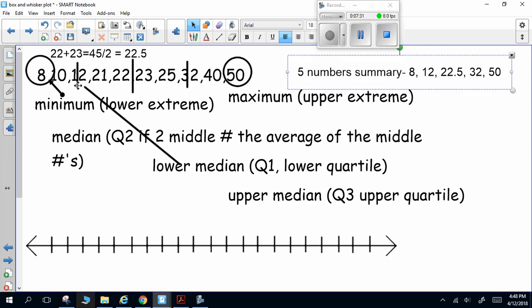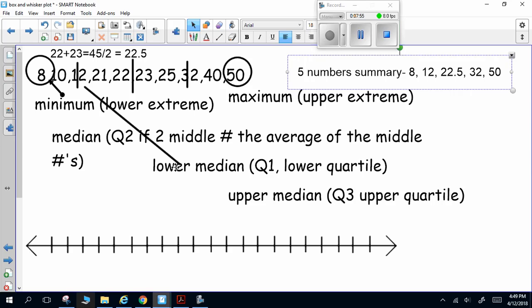So this piece right here is Q1, quartile 1. So it's the first quartile. This is quartile 2, the second quartile. This is quartile 3, the third quartile. So this is the first piece of data, separated from the next group by quartile 1. This is the second group of data, separated by quartile 2. The third group of data, separated by quartile 3.